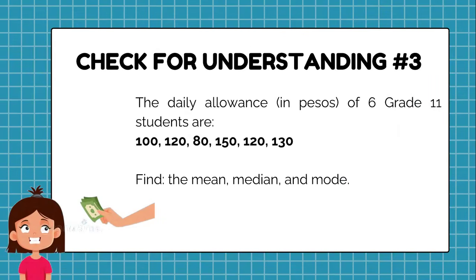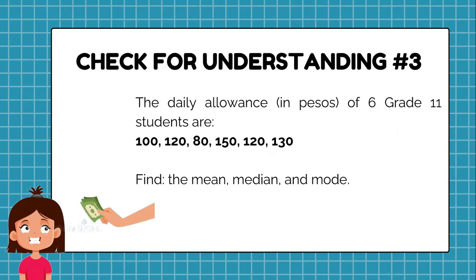Number 3, let's talk about the daily allowance. So our data set is 100 pesos, 120, 80 pesos, 150 pesos, 120, and 130 pesos. Let's find the mean of the values. So again, we add 100 plus 120, get your calculators, 80 plus 150 plus 120 plus 130, divided by 6. So we divide by 6.